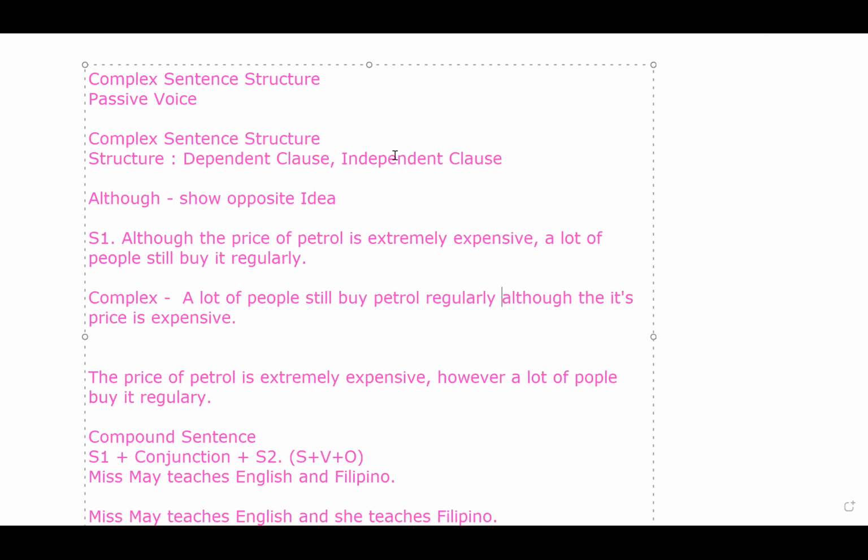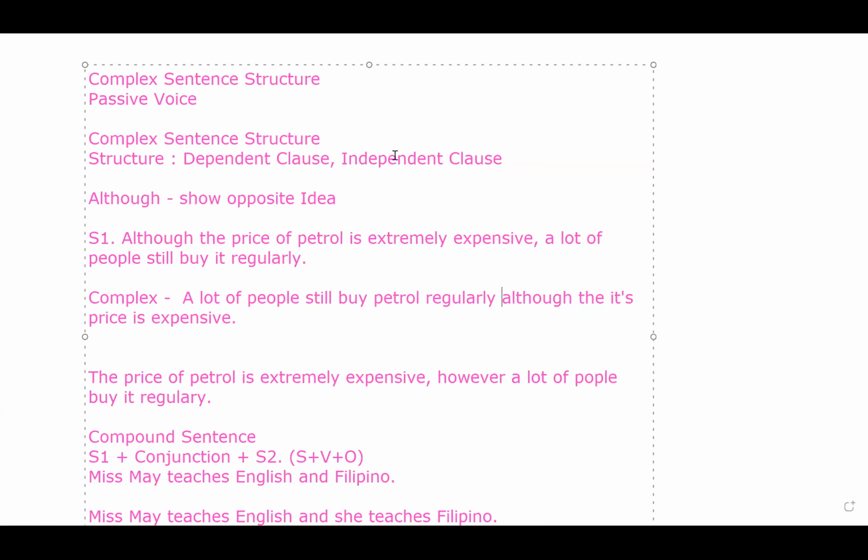If I say the price of petrol is extremely expensive, and I finish my sentence in this part and put a full stop, can I say this sentence is a compound sentence? No, that is a simple sentence. It only has one subject, one verb, and one object. The price of petrol is the subject, is is the verb, and extremely expensive is the object. So subject, verb, object: a simple sentence.